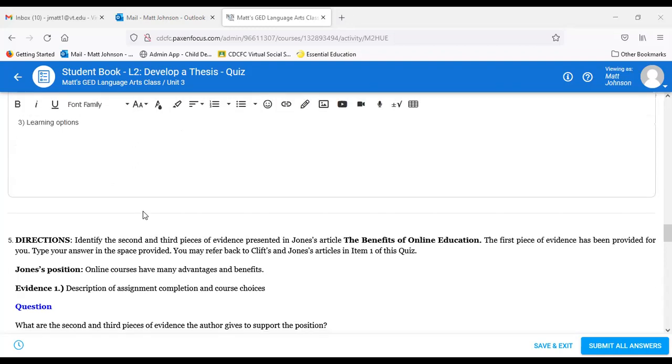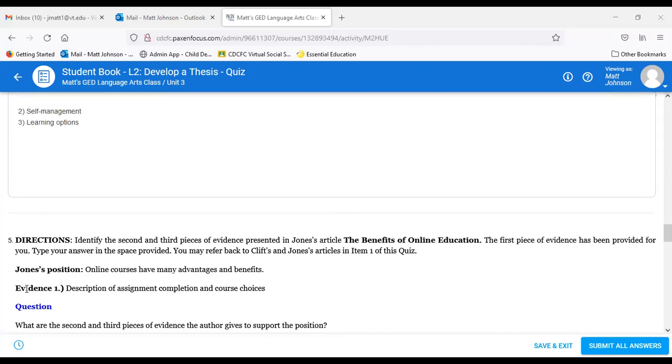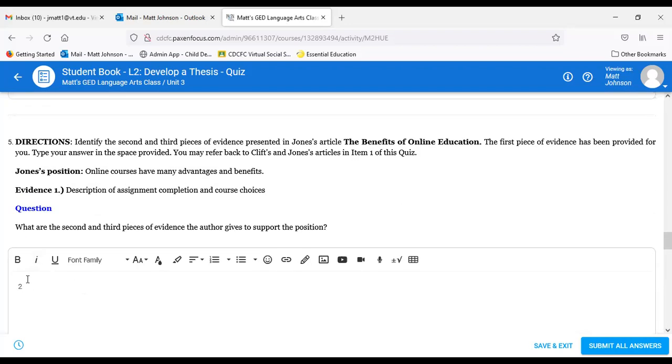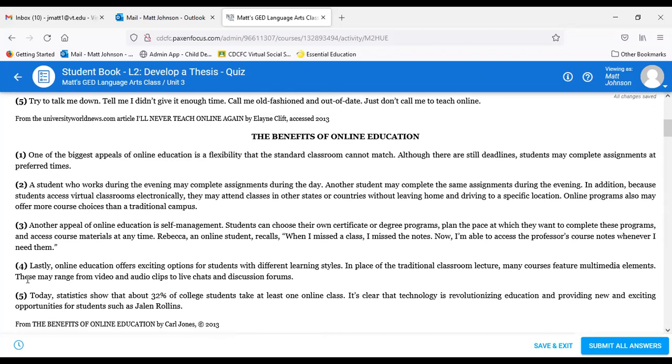5. All right, so identify the second and third pieces of evidence. Now we're back to evidence with Jones's article. The first piece of evidence has been provided for you. Like it says here, description of assignment completion and course choices, going with flexibility, right? Building your own sort of degree, description of assignment completion and course choices. So looking at the next evidence, let me go ahead and put this for 2. What evidence do we see Jones using?